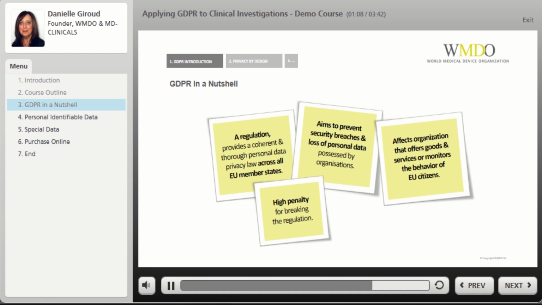The penalty, if one fails to comply, can be extremely high. We will see this further in the course. The EU GDPR is fully in force since May 2018.